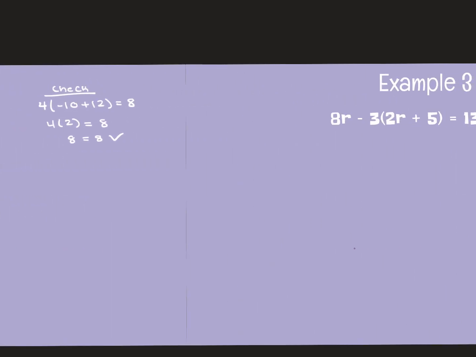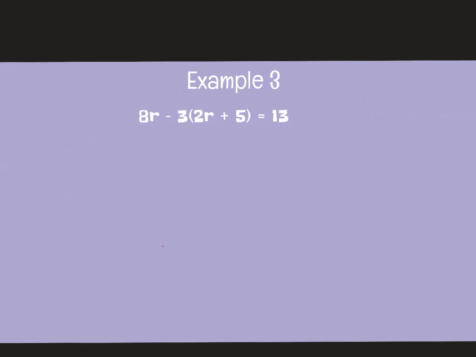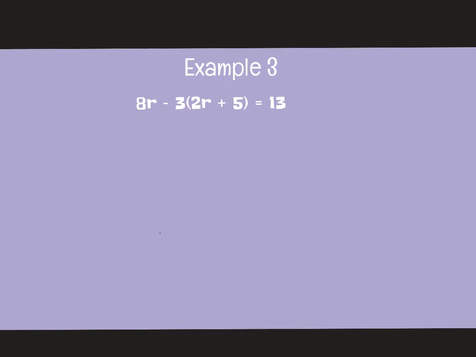Taking a look at example 3. Here is where we can see we're going to have to do multiple things. Of course, distribute. The first thing we're going to distribute is this negative 3. Remember, we have to keep the sign. This negative 3 is going to be distributed to my 2r and to my 5. Remember, with the distributive property, we are multiplying. So my 8r is going to stay the same. Negative 3 times 2r gives me a negative 6r. Negative 3 times 5 gives me negative 15, equals 13. So I've distributed.